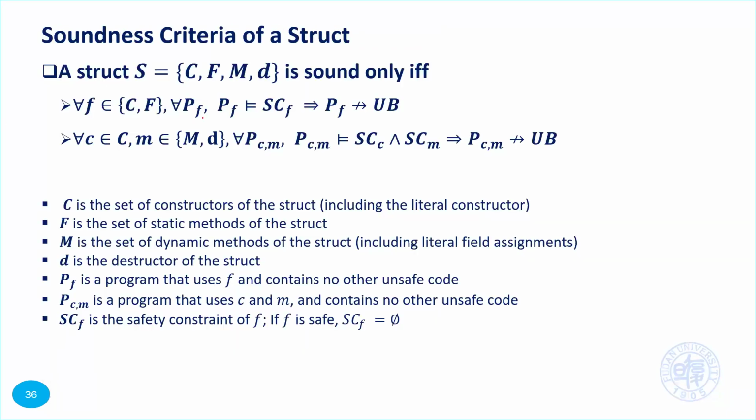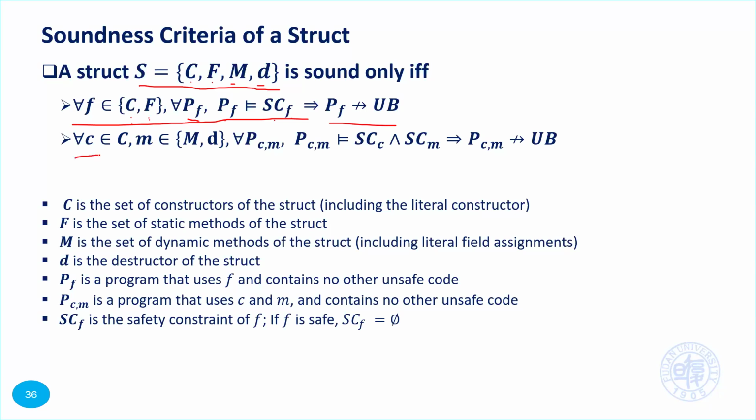So what are these criteria? Assume a struct is composed of constructors, static functions, methods, and a destructor. It is sound if two conditions hold. The first condition is related to static methods, which include the constructor and other static methods. For all programs that use either the constructor or a static method, if the program satisfies the safety constraint of the static method, then the program does not lead to UB.